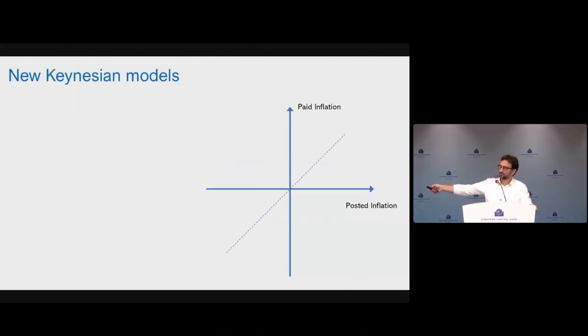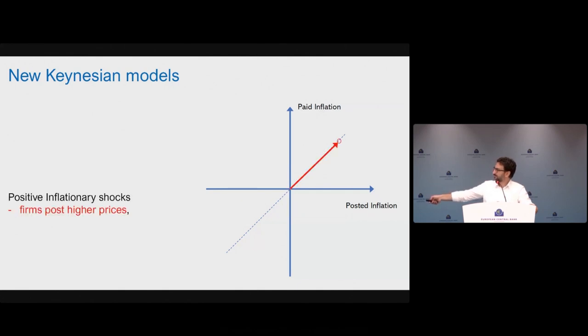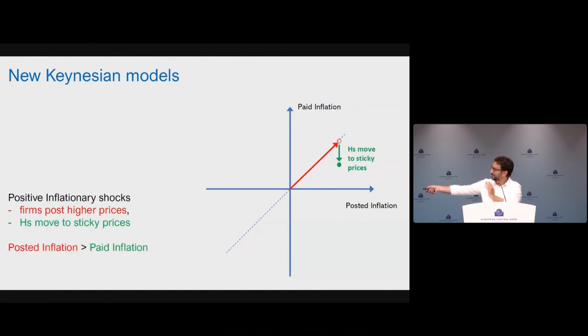So let me explain why in the New Keynesian we have no difference, okay? In this graph, you have paid inflation and posted inflation. Suppose there is some posted inflation, so firms raise the price 1%. But if you are attached to a firm that is raising the price, so it's optimizing, you have an incentive to shift to the sticky prices, right? So then the paid price is lower than the posted price.